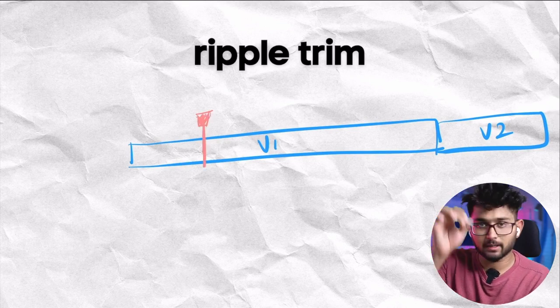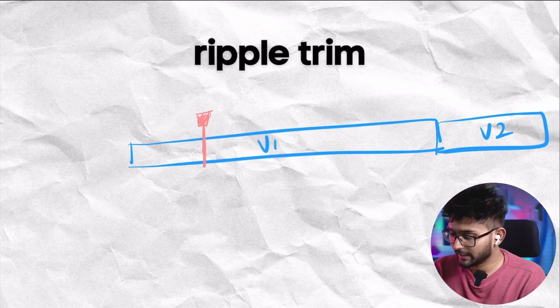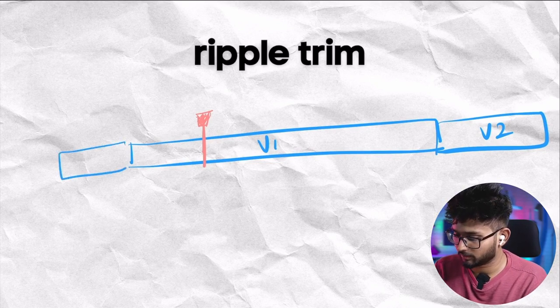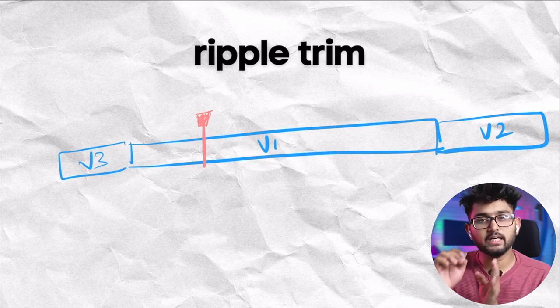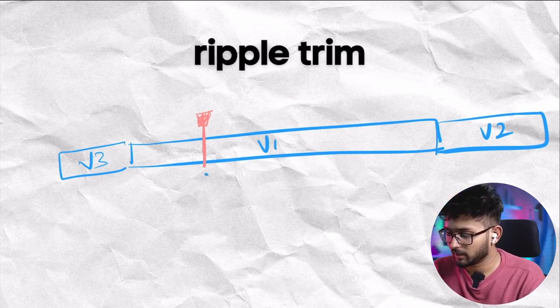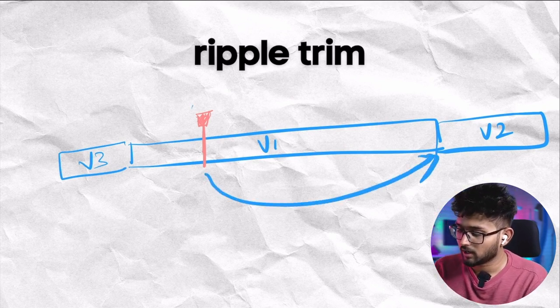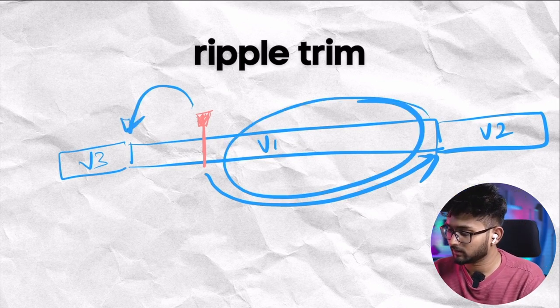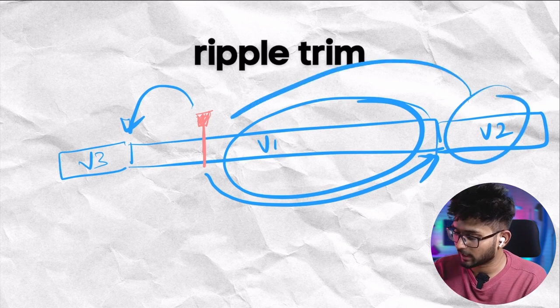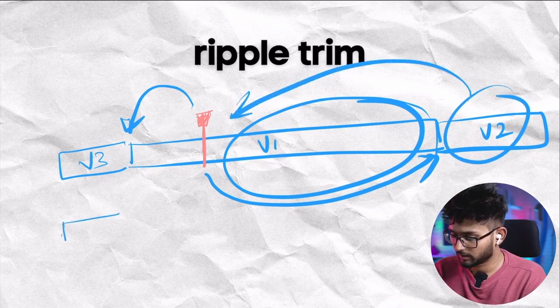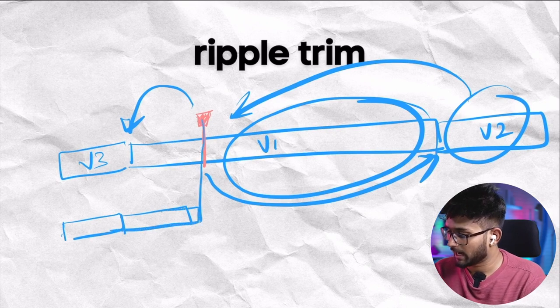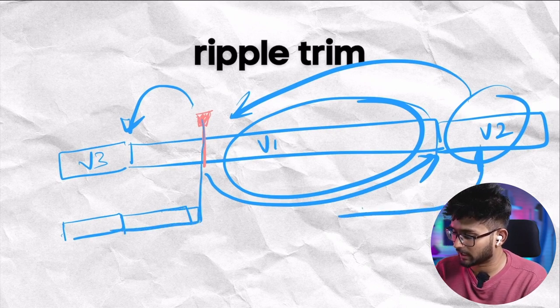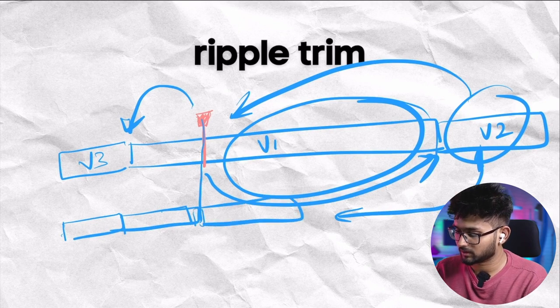So what ripple trim does is, it will delete everything. Imagine you have one more footage here, this is V3. It will delete everything from the playhead to the next edit point, either this or this. Do you understand? So all this will be deleted, and this footage will come to here. For example, it will look like this, and it will get cut from here. And whatever footage is on the audio tracks will come here. So this is how it will look.